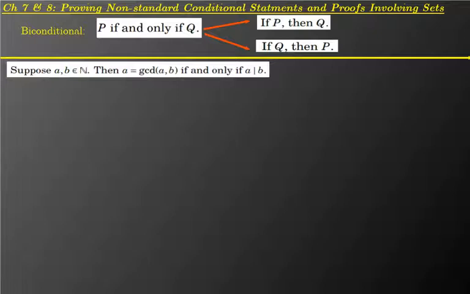So today I want to talk about some non-standard conditional statements, like a biconditional, which is right here, and some proofs involving sets. We actually work with sets quite a bit in linear algebra. There's a whole bunch of things where we're talking about subspaces, and you'll see. But sets become a big part of our class, and it's important that we know how to do one particular part of proofs involving sets.